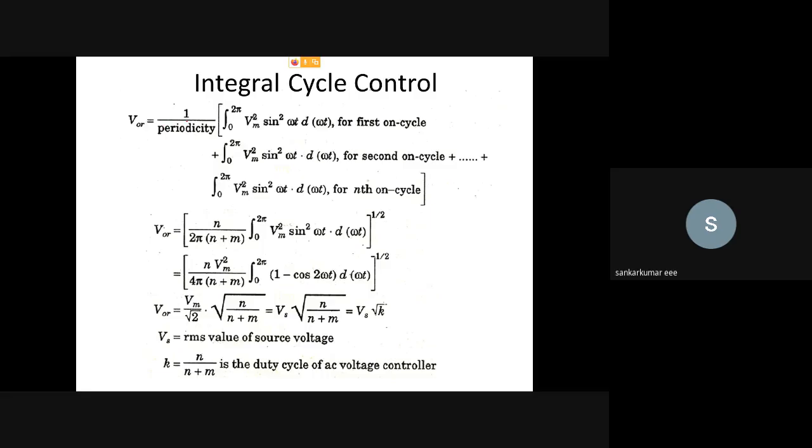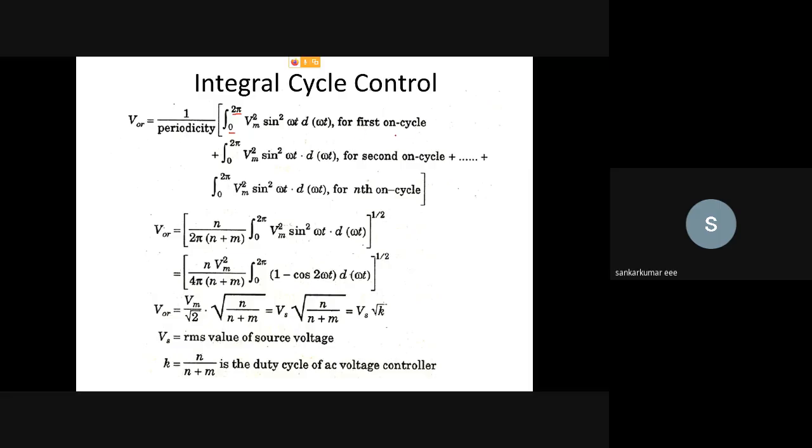So we have to derive, that is 1 by periodicity. This is for the first cycle. The first cycle will get the full sine waveform, that is from 0 to 2 pi, Vm square sine square omega t, for the first cycle, and similarly for the second cycle, and similarly for the third cycle. So it will be a full cycle from 0 to 2 pi: 0 to pi the positive half cycle, and pi to 2 pi the negative half cycle.